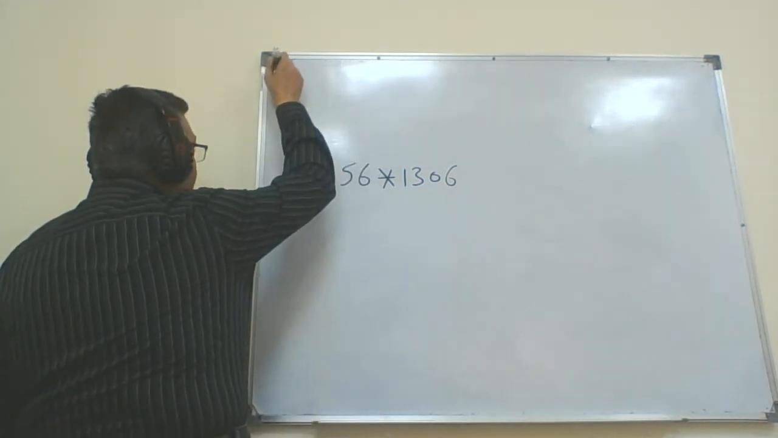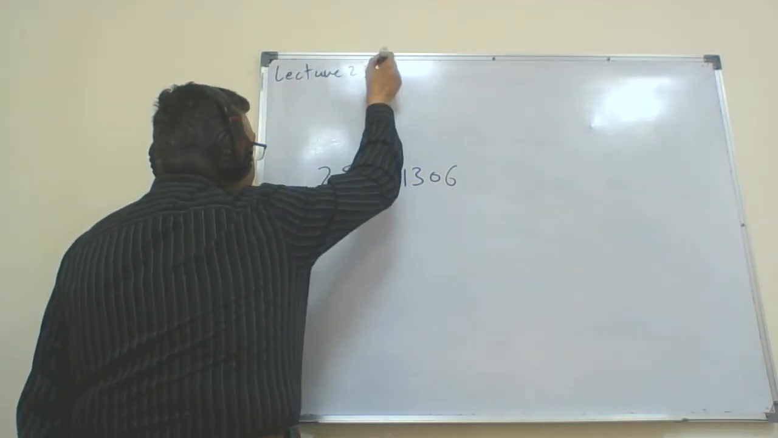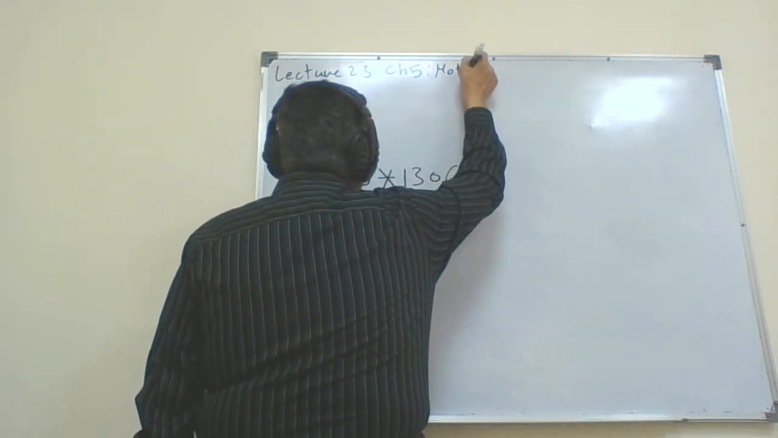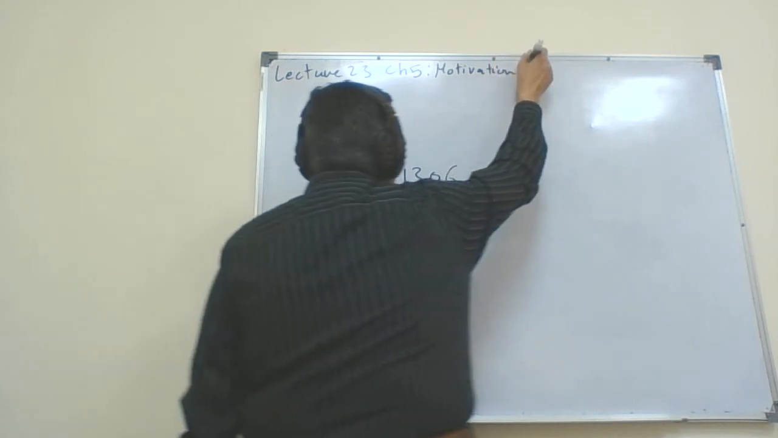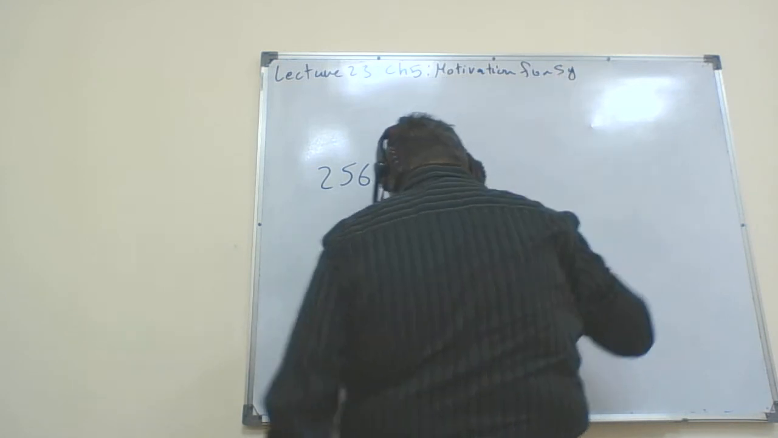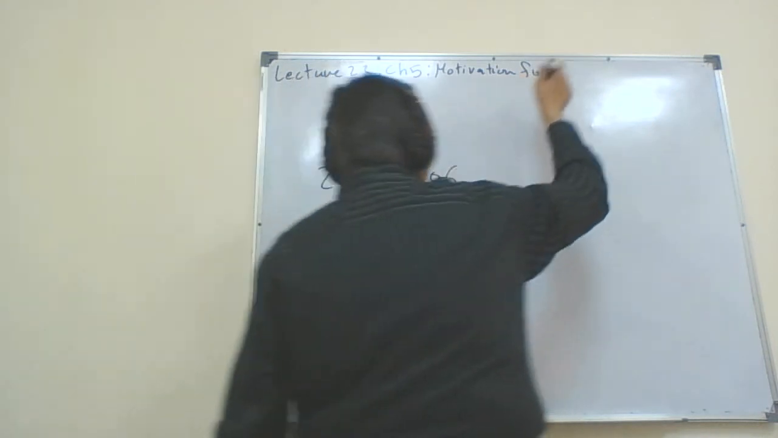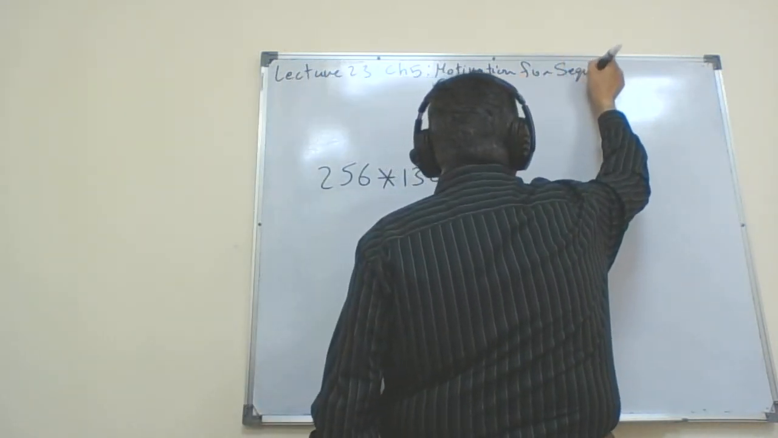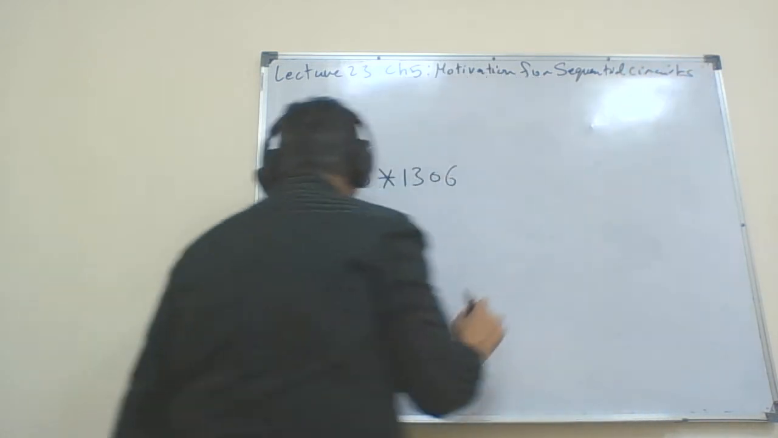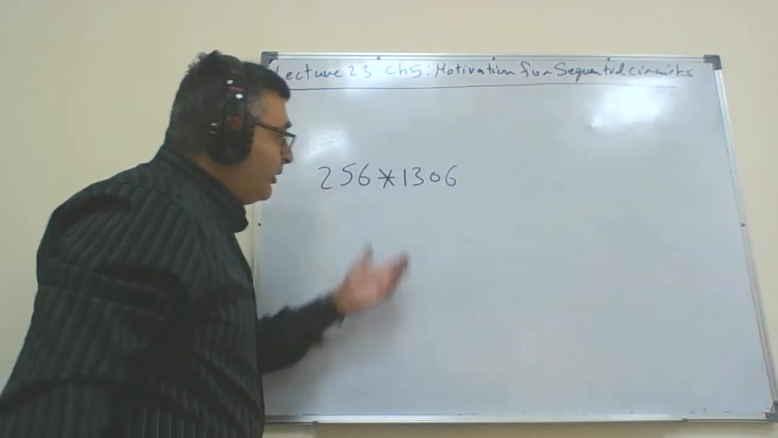This is just put here. We are in lecture 23, chapter 5. Motivation for the sequential circuits. This is our title of the lecture. Going back to our example.